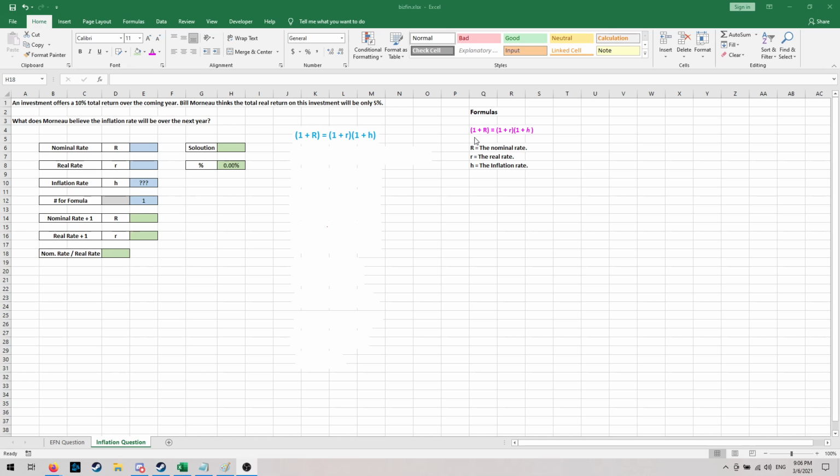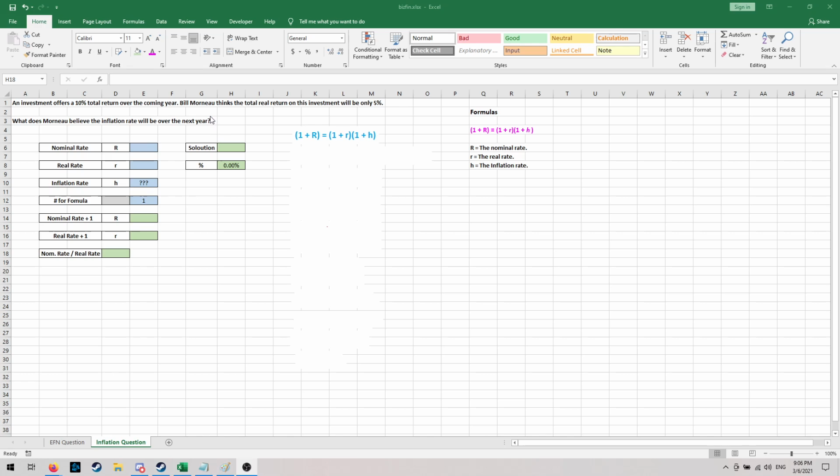With the Fisher equation, we're going to use this to evaluate the nominal rate, the real rate, or the inflation rate. And as long as we know 2 of these variables, we'll be able to isolate and calculate the third variable. So in particular, in this question, we're told about an investment that has a 10% total return, but that the owner of the investment, Bill, thinks the total real return will actually be 5%. So if those two things are true, what are we estimating the inflation rate to be?